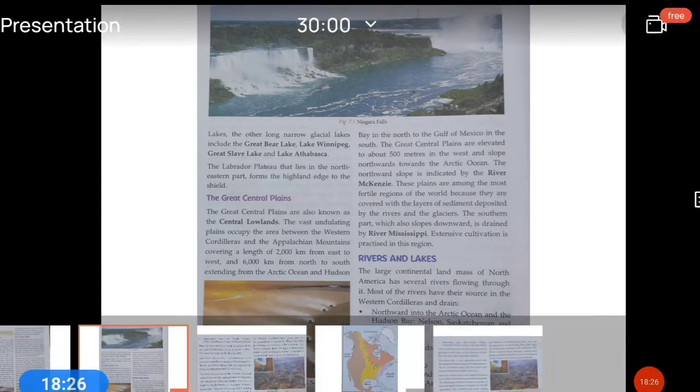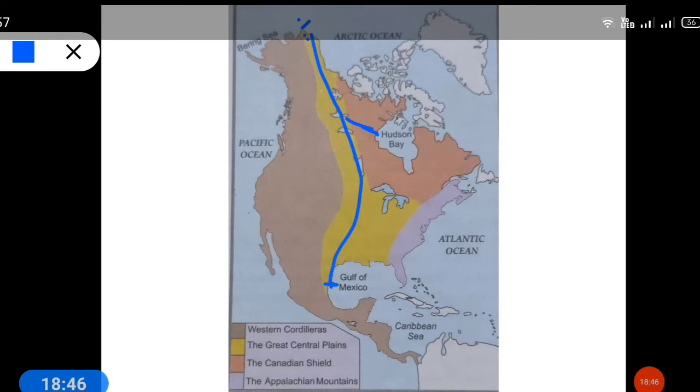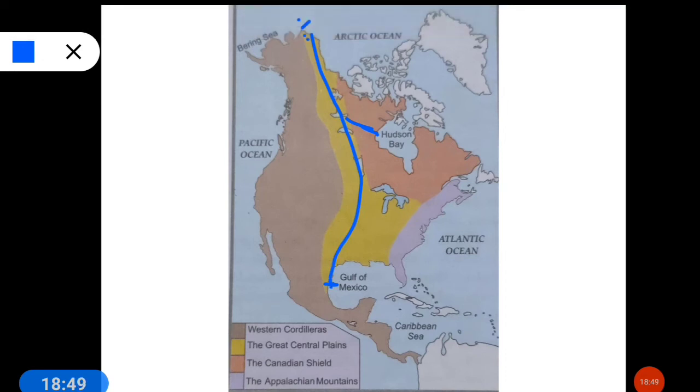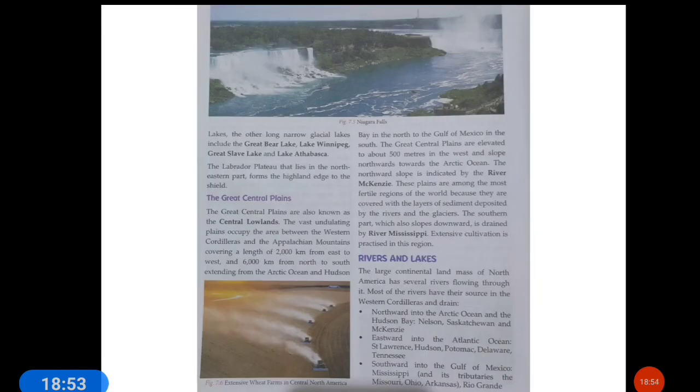from here, the Arctic Ocean, to this region, the Gulf of Mexico, the entire region, then the total length will be about 6000 kilometers from north to south. That is from the Arctic Ocean and Hudson Bay in the north to the Gulf of Mexico in the south.